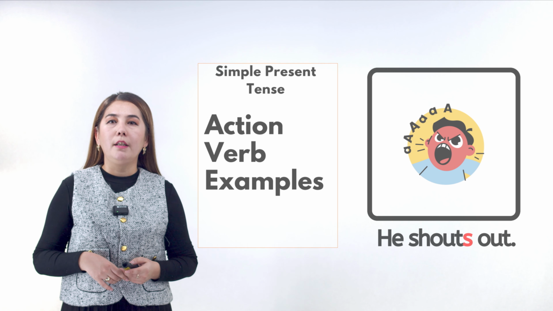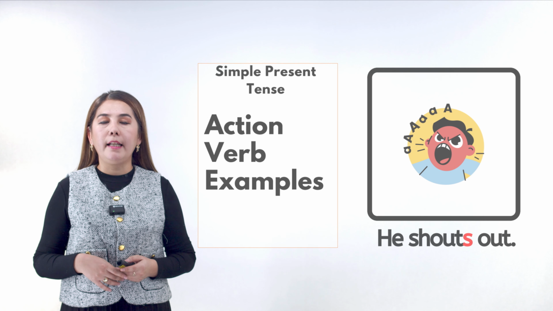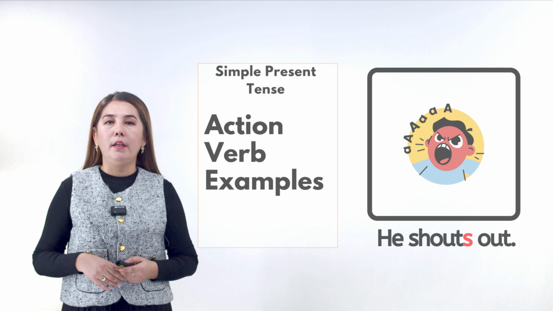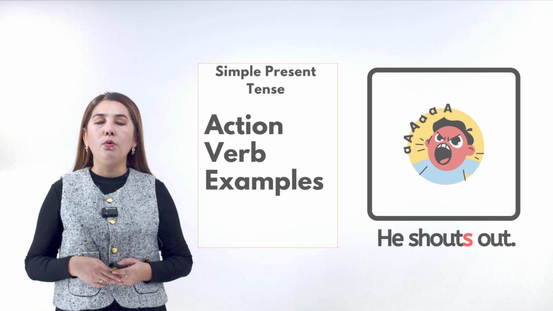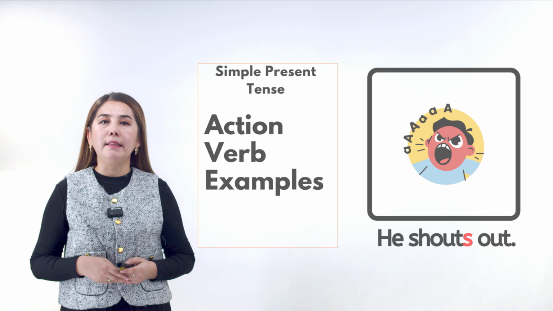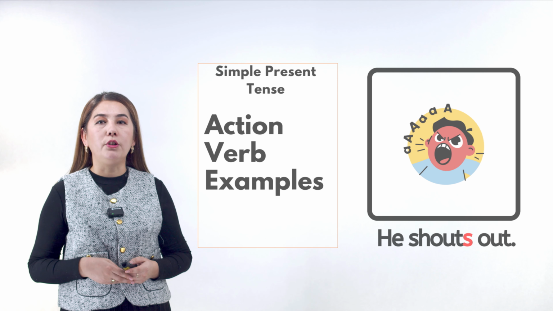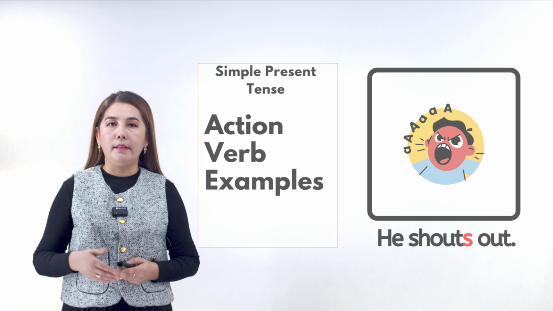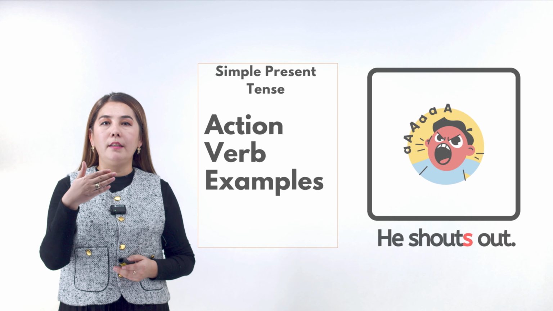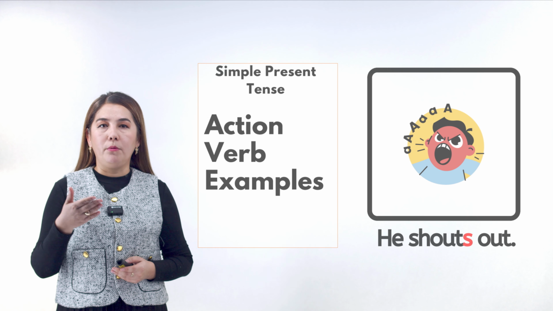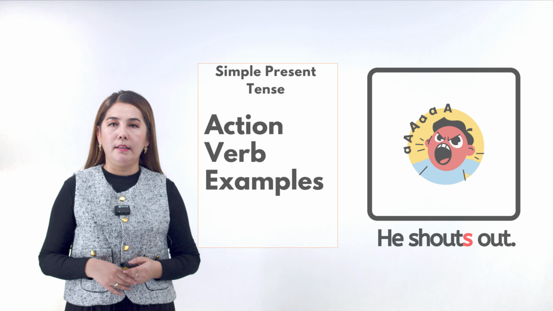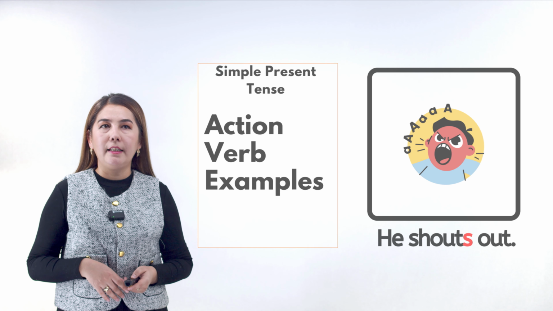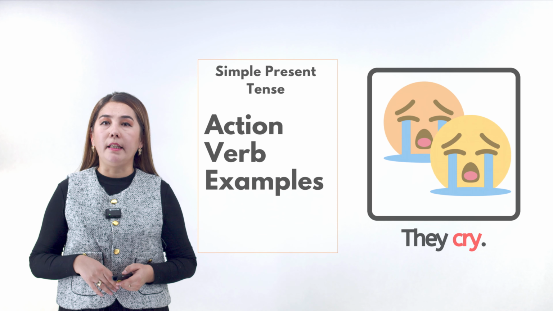And what about the negative form of the sentence? In negative sentences also we will take the help of do and does. How can it be? For example, he doesn't shout out. He does not shout out. Do is the auxiliary verb, and es comes from the s from shouts, and the sentence is he doesn't shout out. He doesn't shout out.